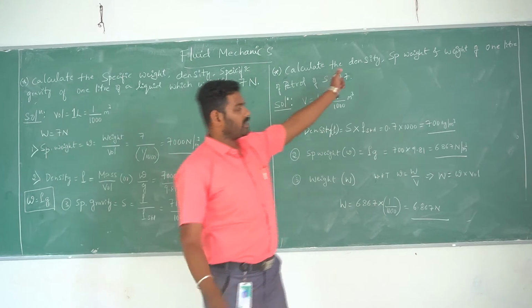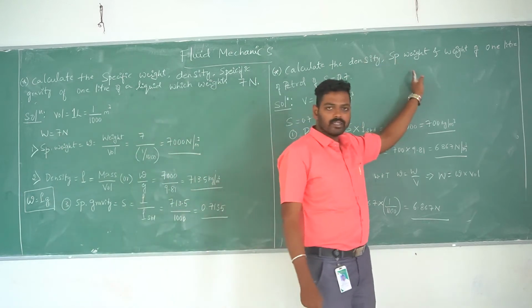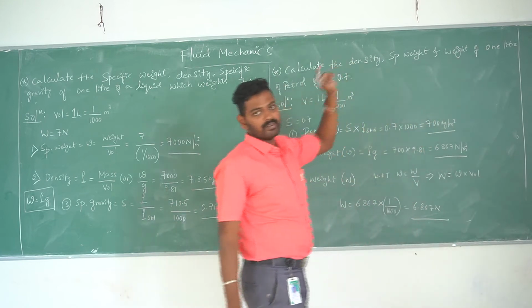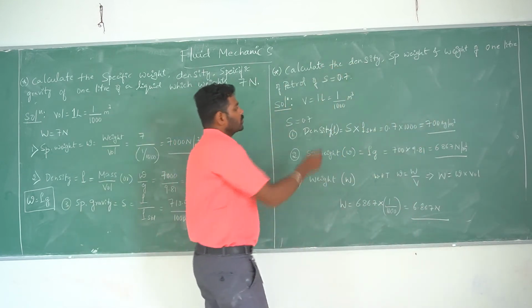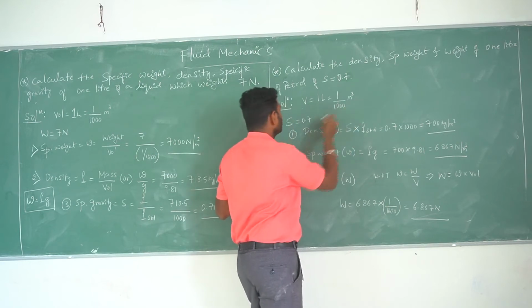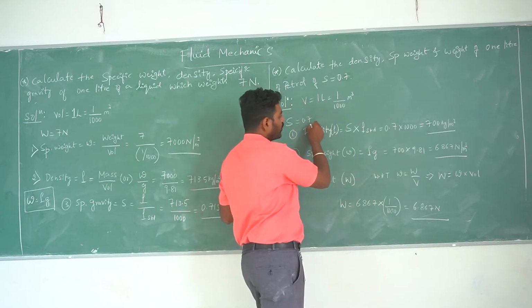The first one, mass density. The second one, we have to calculate the weight density, and the third one is weight. So we have to calculate the weight also. So write down the given data. Volume is 1 liter, which is nothing but 1 by 1000 meter cube. Then specific gravity is given as 0.7.